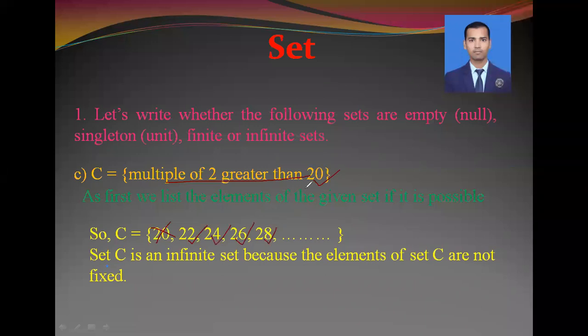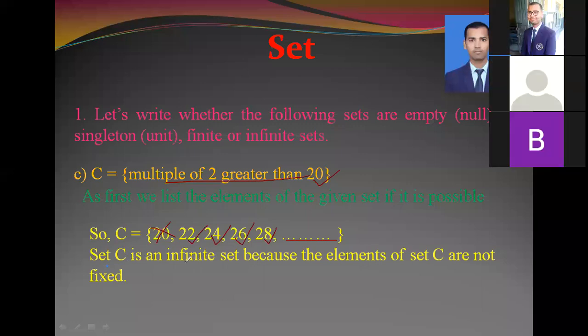But up to which number is it fixed? That is not clear. That's why at last we have given dots, which represent that the given set C is an infinite set, because the elements of set C are not fixed. That's why set C is an infinite set.